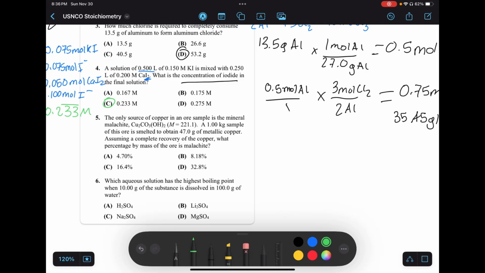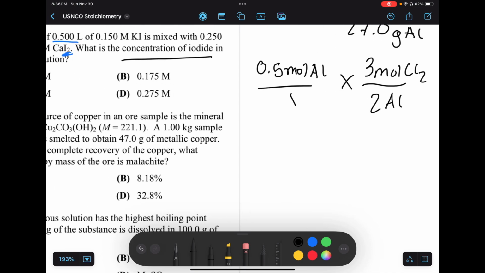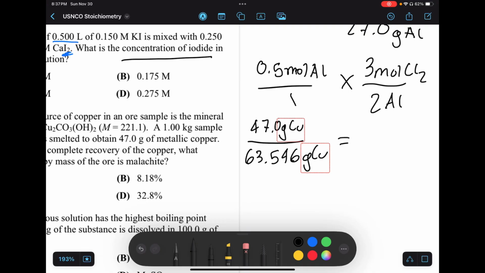All right, next, the only source of copper in an ore is the mineral malachite. A 1 kilogram sample of this ore is smelted to obtain 47 grams of metallic copper. Assuming a complete recovery of the copper, what percentage by mass of the ore is malachite? So let's first find the moles of copper we have. 47.0 grams copper divided by 63.546 grams per mole. This will give us our moles, 0.74.